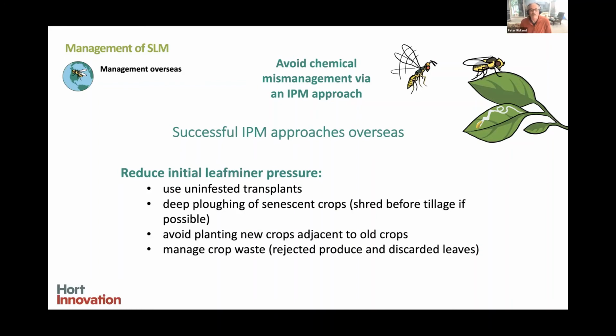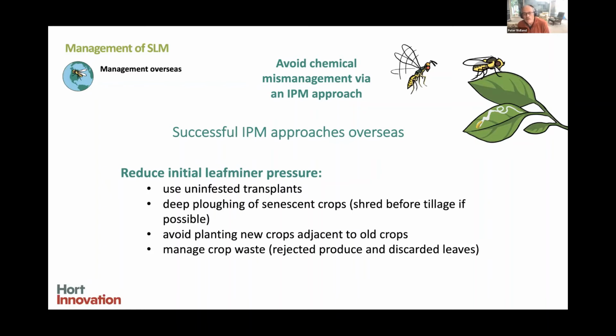But the first one is you need to reduce the initial leaf miner pressure. You can't afford to have infested transplants. Simple thing. It's important to deep plough senescent crops so that the pupae are buried as deeply as possible. It makes it difficult for the flies to emerge.